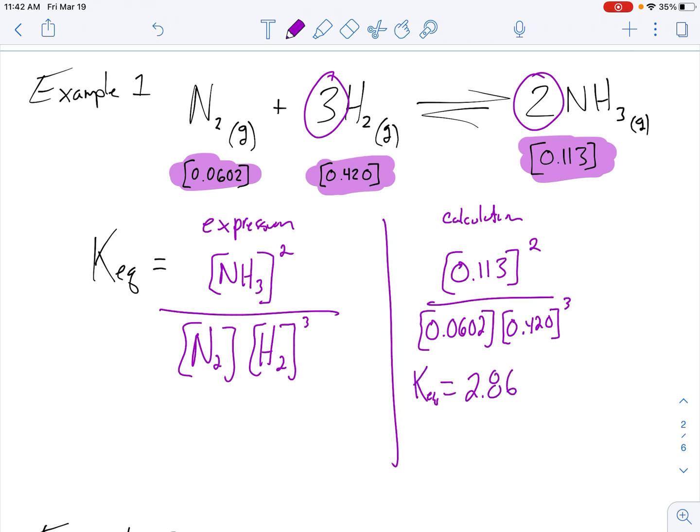You're going to love the fact that there is no unit to KEQ. It's simply a number. However, the number has significance. What does that number mean? Well, it's greater than 1, so your products are favored.